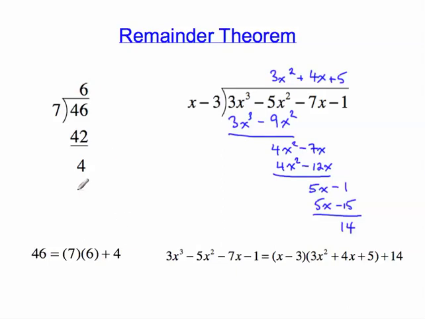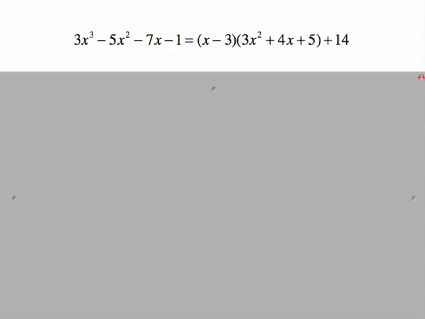Similarly, this is our example that we looked at previously for polynomial long division. We could rewrite this as the dividend, that polynomial we started with, is equal to the divisor times the quotient plus the remainder. Here's that statement again. The dividend is equal to the divisor times the quotient plus the remainder.